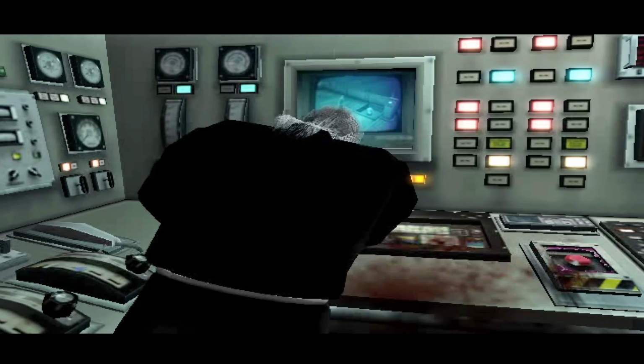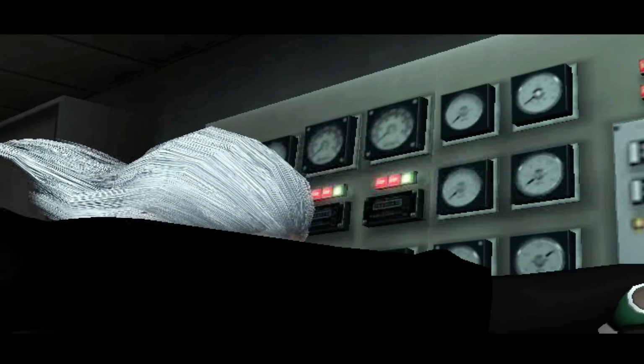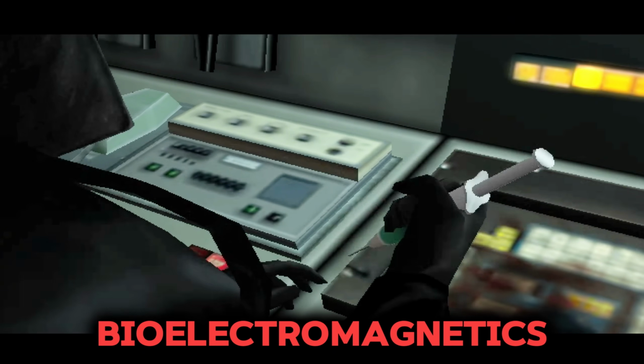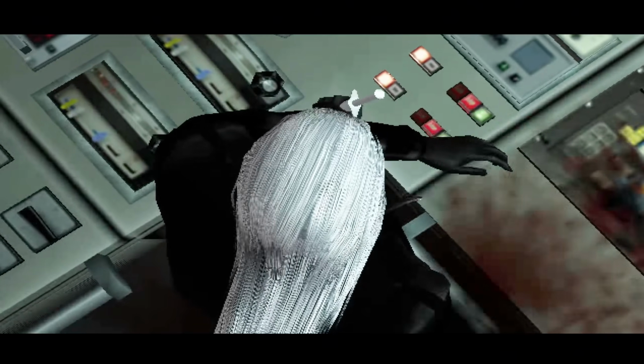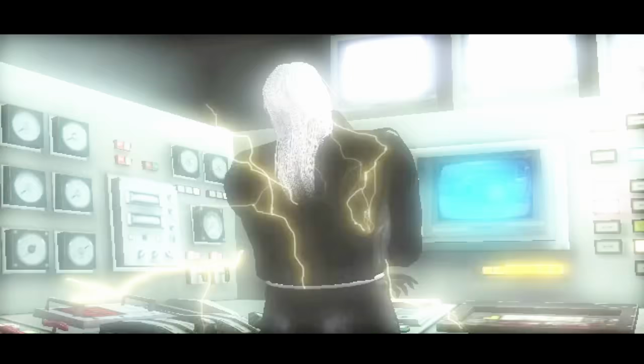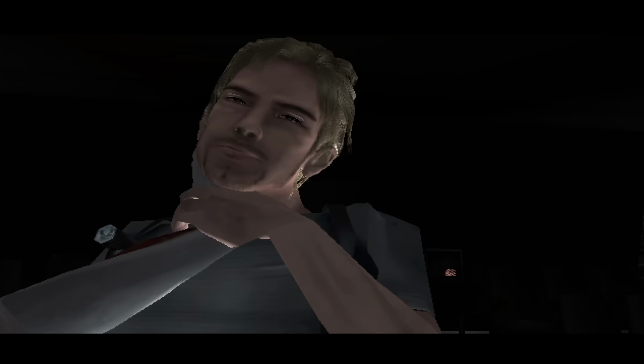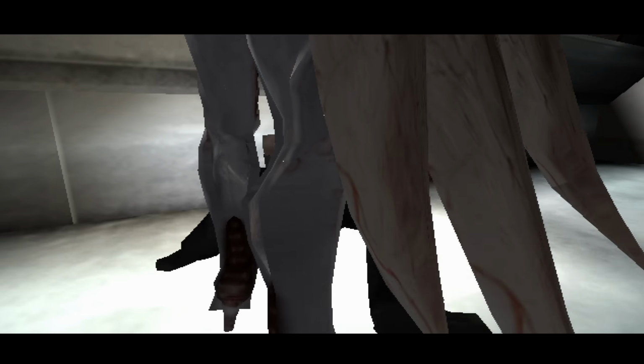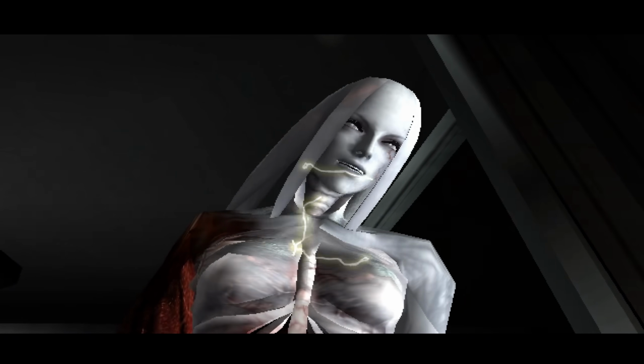One of the most unusual goals of the T plus G project involved bioelectromagnetics. Scientists experimented with amplifying the body's natural electrical signals to create a high-voltage electromagnetic field around the host. This field could potentially deflect bullets and resist conventional weapons, turning the host into a walking shield.